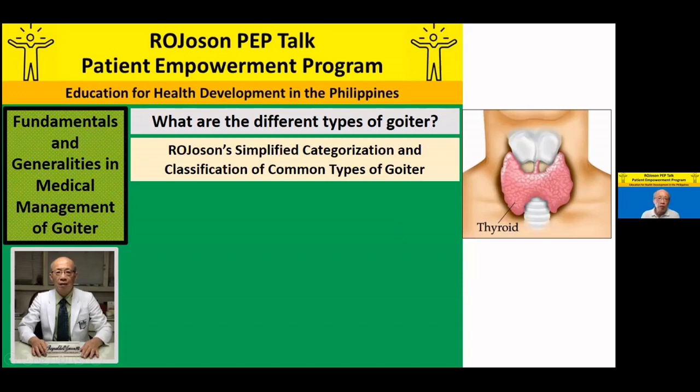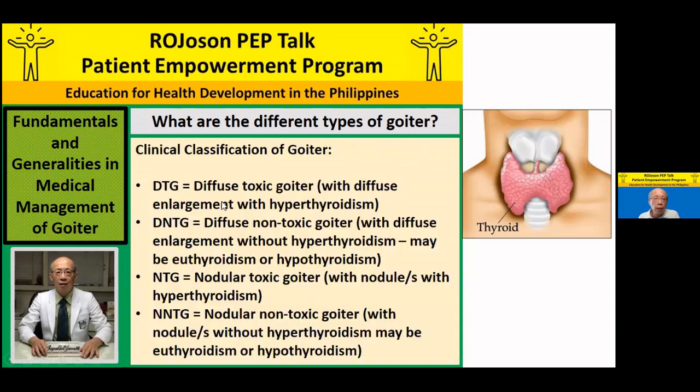So I try to simplify the categorization and classification by putting it this way. When I manage my patients, I find this classification useful. DTG means diffuse toxic goiter, DNTG is diffuse non-toxic goiter, NTG is nodular toxic goiter, and NTG is nodular non-toxic goiter. After examination of the patient, I can come out with this classification, but this is not yet the exact diagnosis.